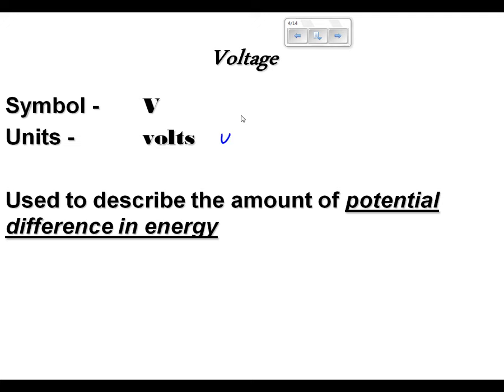It's used to describe the amount of potential difference in energy. That is a confusing concept. Potential difference in energy. And I will explain it the best way I can, and there's a good chance that 90% of you won't get it, and that's okay. To be perfectly honest, I don't think I understand it truly well enough to explain.